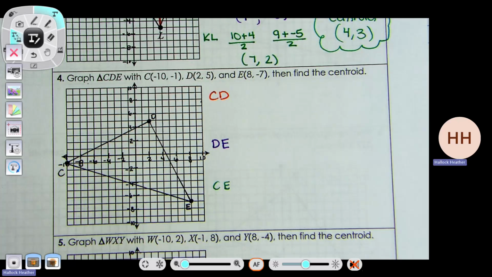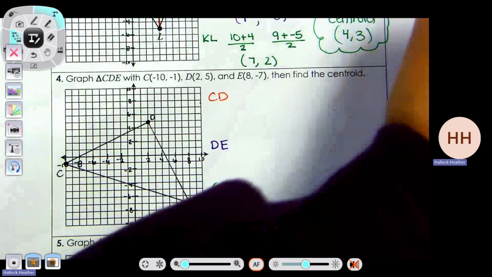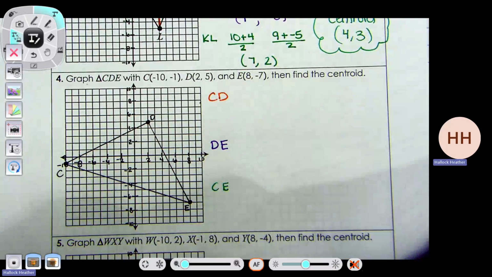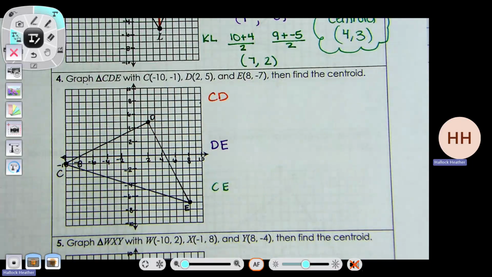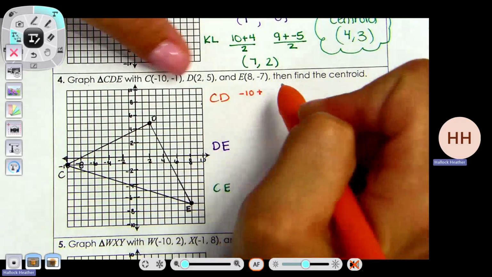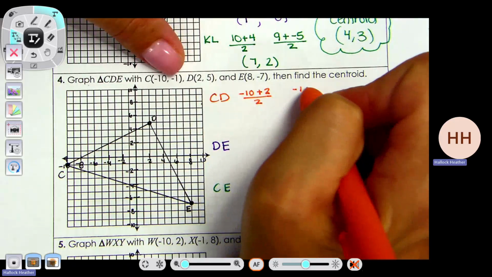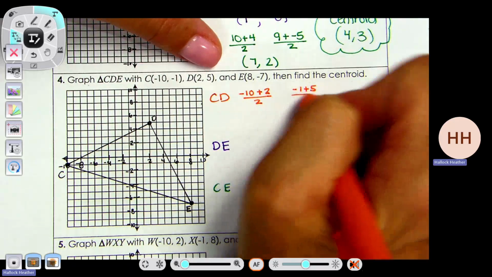Can I have this? You can use it. I don't like that one. Do you want a normal one? I can have yours. I have one right here. These things are old.